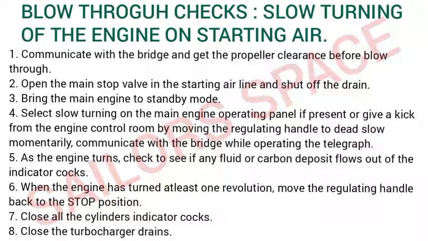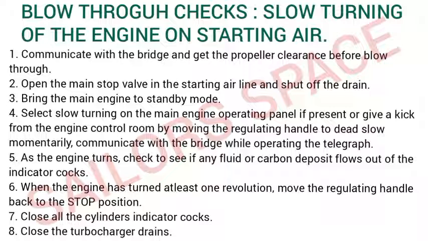So for the blow through procedure, you open the main stop valve in the starting air line and shut off the drain. Bring the main engine to standby mode. You select the slow turning on the main engine operating panel, if that is present. If it is not present, you give a kick from the engine control room by moving the regulating handle to dead slow momentarily. Communicate with the bridge while operating the telegraph.